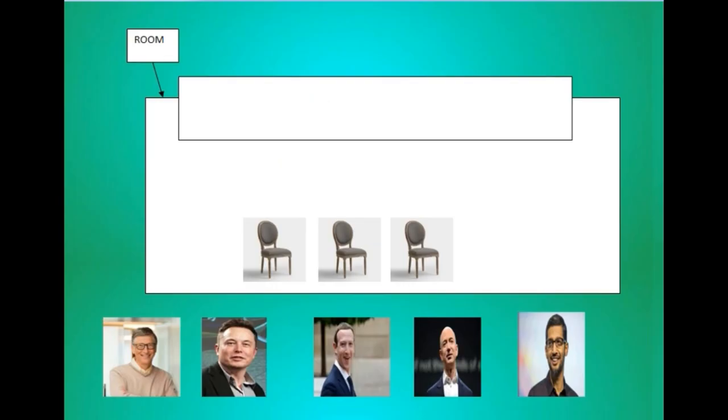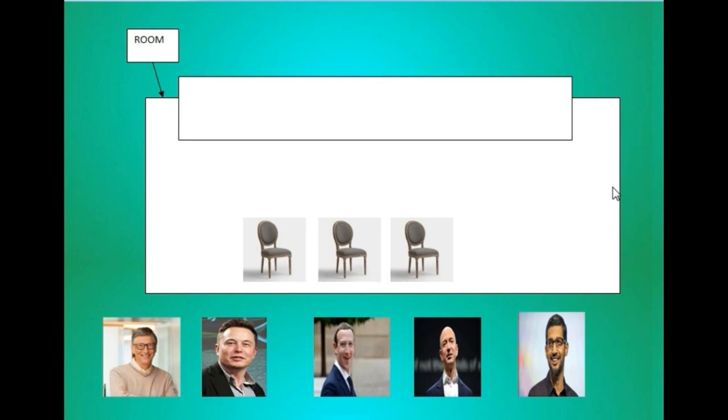Let us try to understand permutation and combination from a practical scenario. Suppose I have 5 friends. Now these 5 famous personalities are actually not my friends, but suppose they are my friends. Mr. Bill Gates, Elon Musk, Mark Zuckerberg, Jeff and Mr. Sundar Pichai. So I am organizing a party in my room. The room has 3 seats. Okay, the capacity is only 3 and I have 5 guests. So I can invite only 3 out of this 5 guest list.